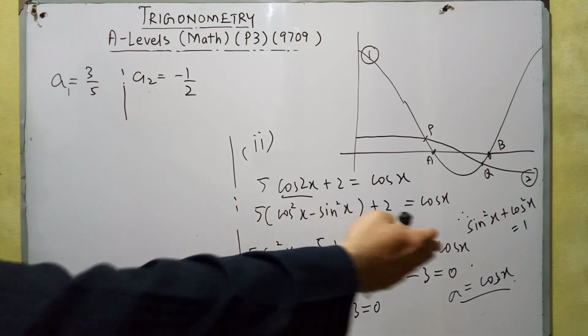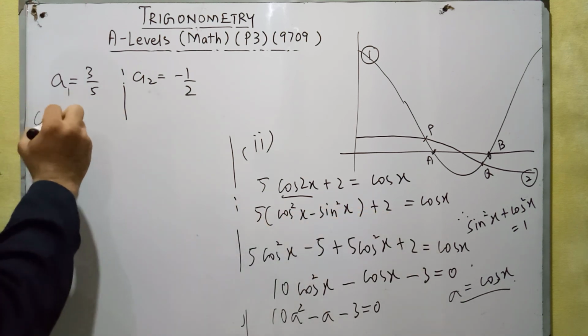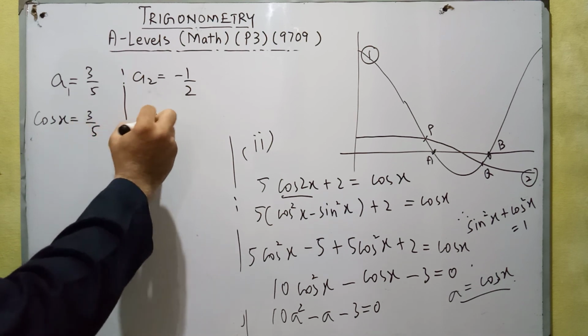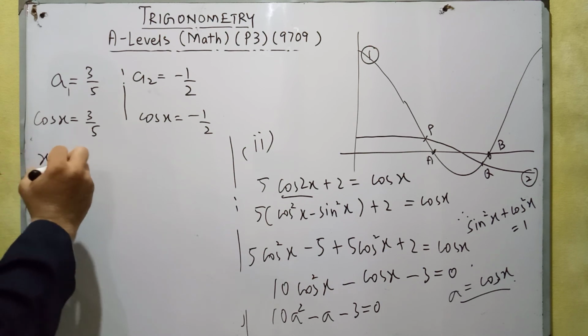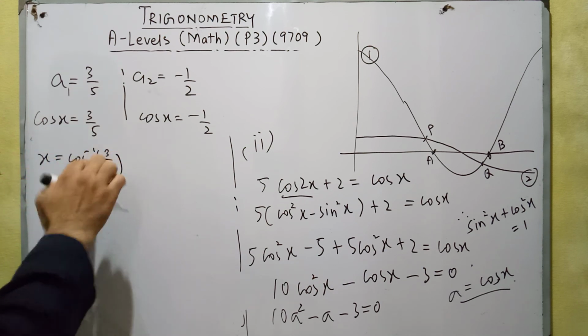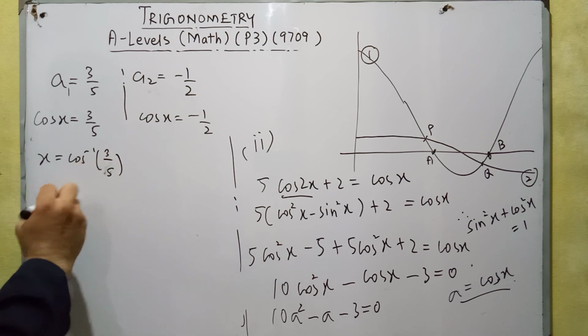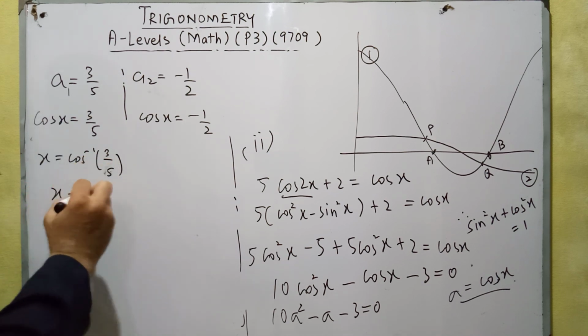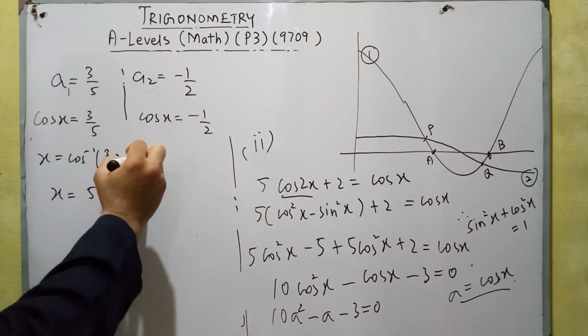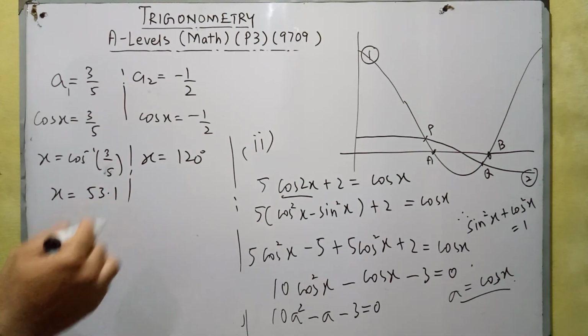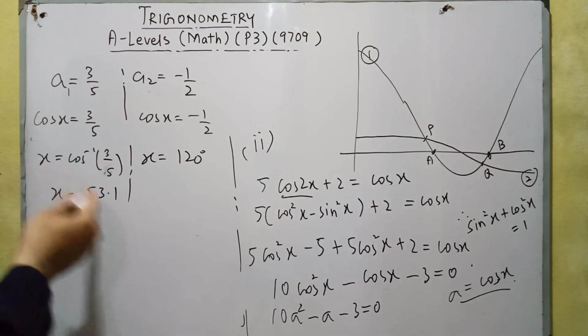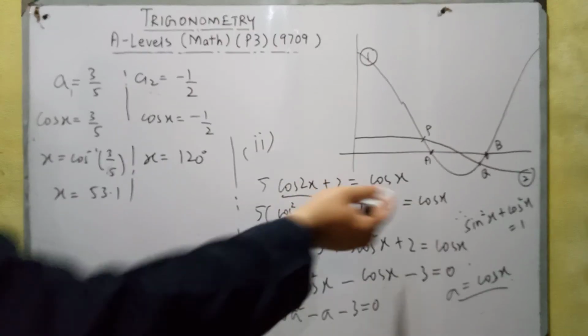You know that we have substituted a is equal to cos of x, so cos of x will be equal to 3 over 5, and here cos of x will be equal to minus 1 over 2. And if we take cos inverse of 3 over 5, we will have x is equal to 53.1, and similarly here x will be equal to 120 if we take cos inverse. Now this is basically the x coordinate of this point, we can find the y coordinate by substituting x in this equation or into this equation.